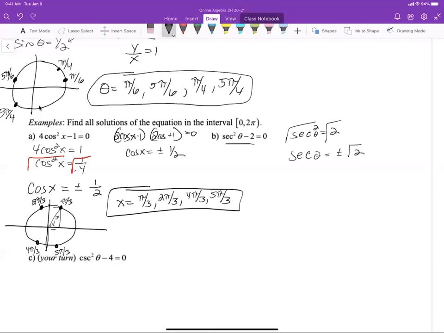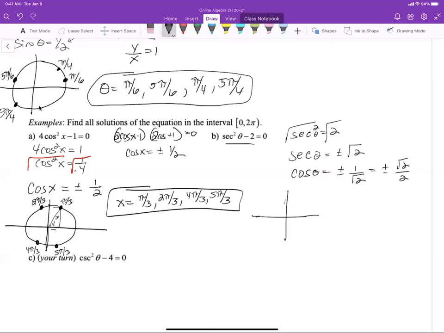I don't want to deal with secant. I know that secant is related to cosine, so I'm going to change that to cosine, and that will be the reciprocal of what I had before, which is plus or minus 1 over the square root of 2. I'm going to get this radical out of the denominator by multiplying the top and the bottom by the square root of 2, and I will find that to be plus or minus the square root of 2 over 2.